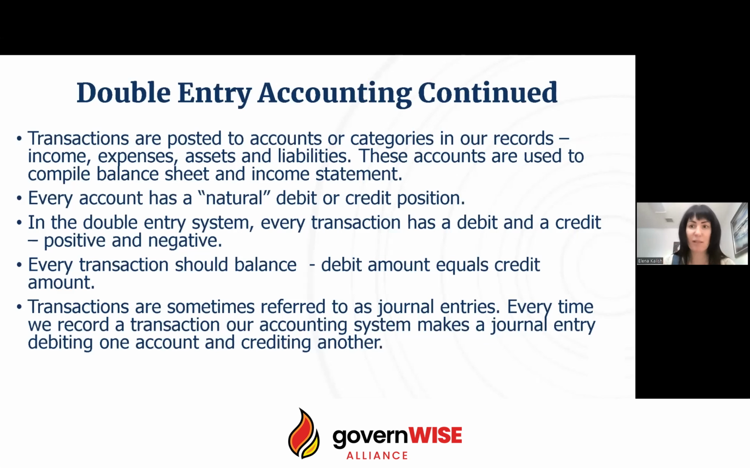That's just the way the system works, to make sure both our financial statements, the income statement and the balance sheet, are updated with every transaction. Okay. So now, when we talk about accounts or categories, like we said here, the main categories are income, expenses, assets, and liabilities. Every category has a natural debit or credit position.